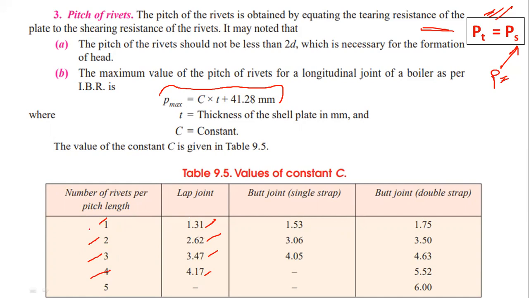For single riveted, single strap butt joint. For double riveted, single strap butt joint. Triple riveted, single strap butt joint. Similarly, single riveted, double strap butt joint. Double riveted, double strap butt joint. Triple riveted, double strap butt joint. So these are the values for constant C.